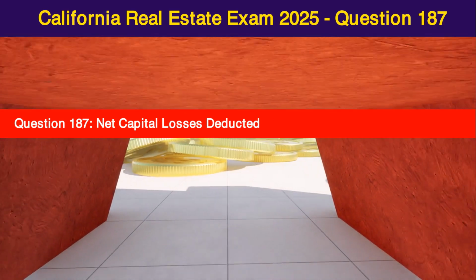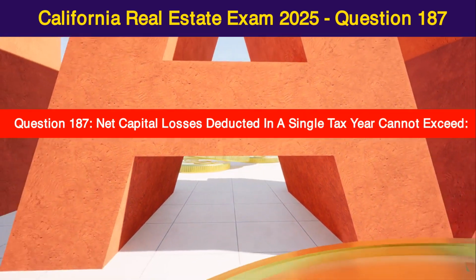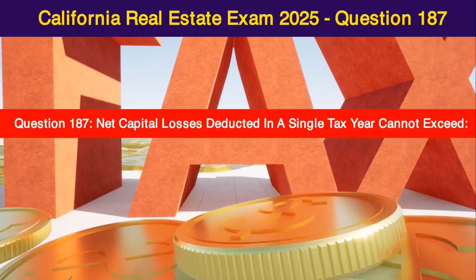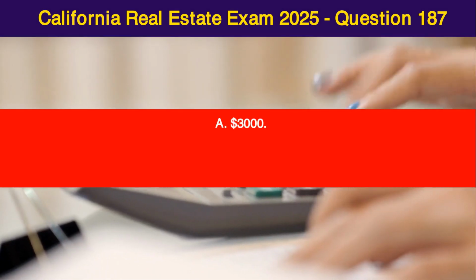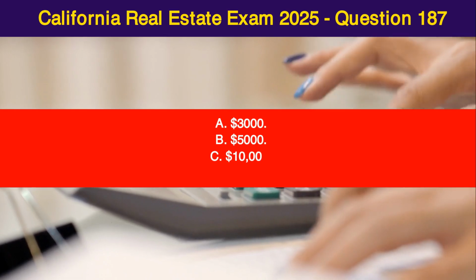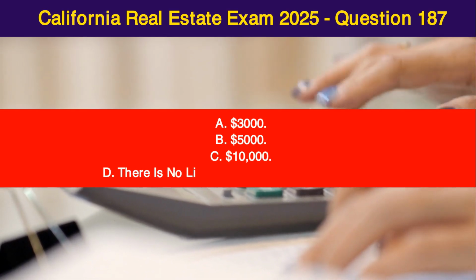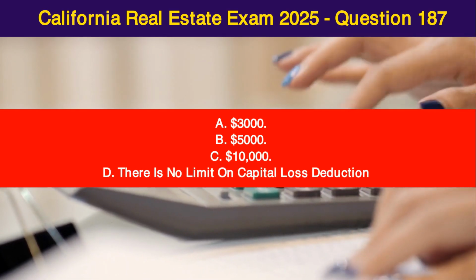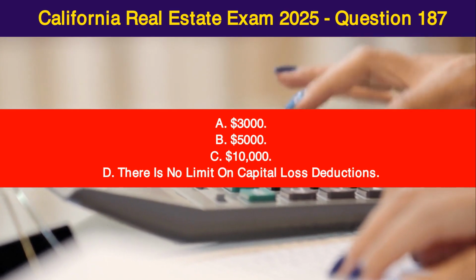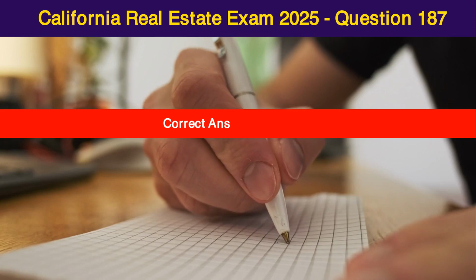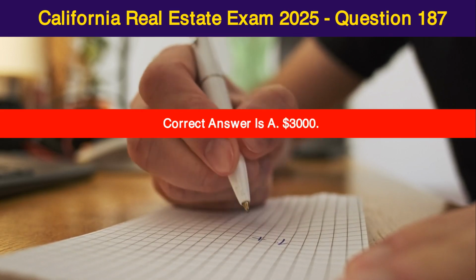Question 187. Net capital losses deducted in a single tax year cannot exceed A. $3,000, B. $5,000, C. $10,000, D. There is no limit on capital loss deductions. Correct answer is A. $3,000.